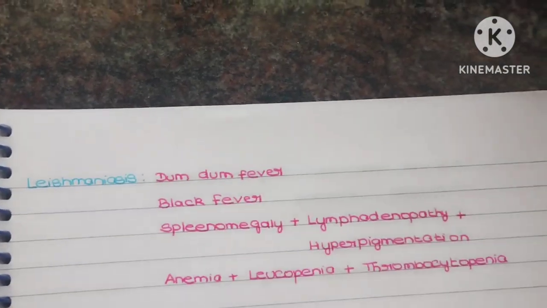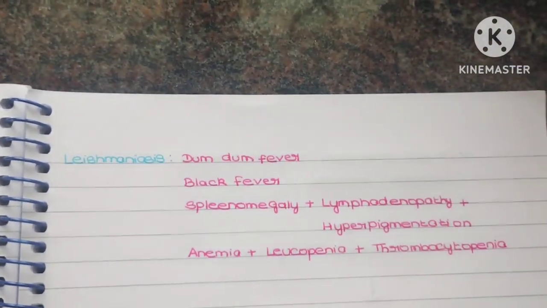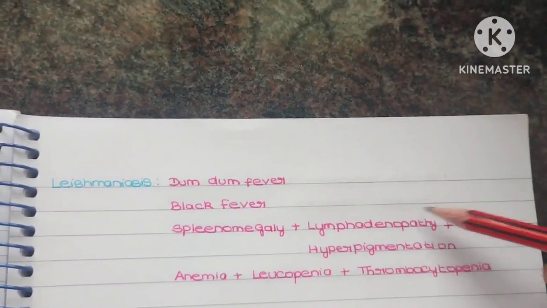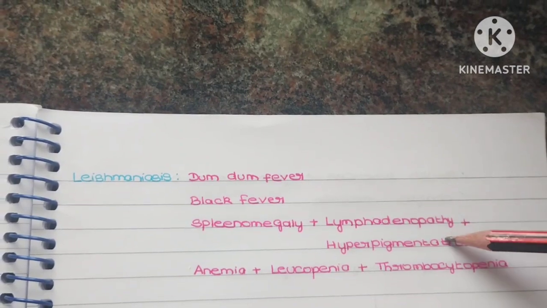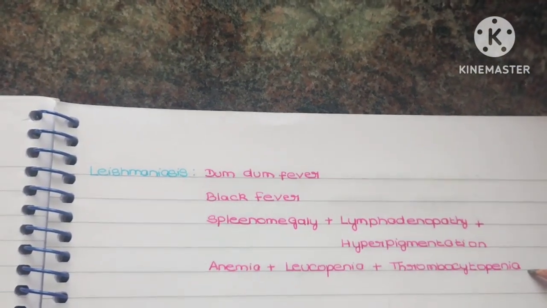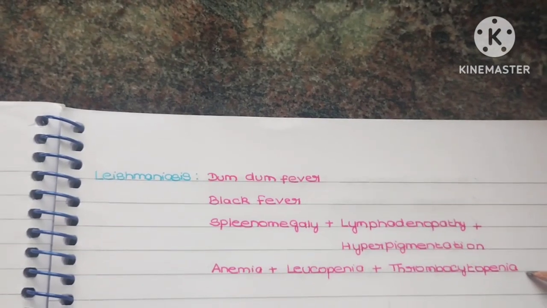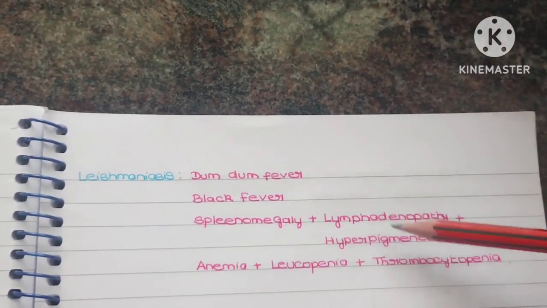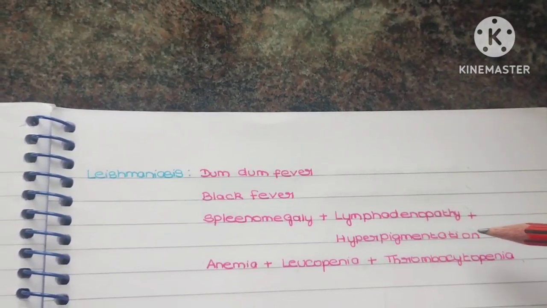So next, if you come across leishmaniasis, typically you will find dum-dum fever, black fever, splenomegaly, lymphadenopathy, hyperpigmentation, and the patient will present with pancytopenia, and there will be hypergammaglobulinemia. If you come across these symptoms or any ulcerative lesions, then it is leishmaniasis.